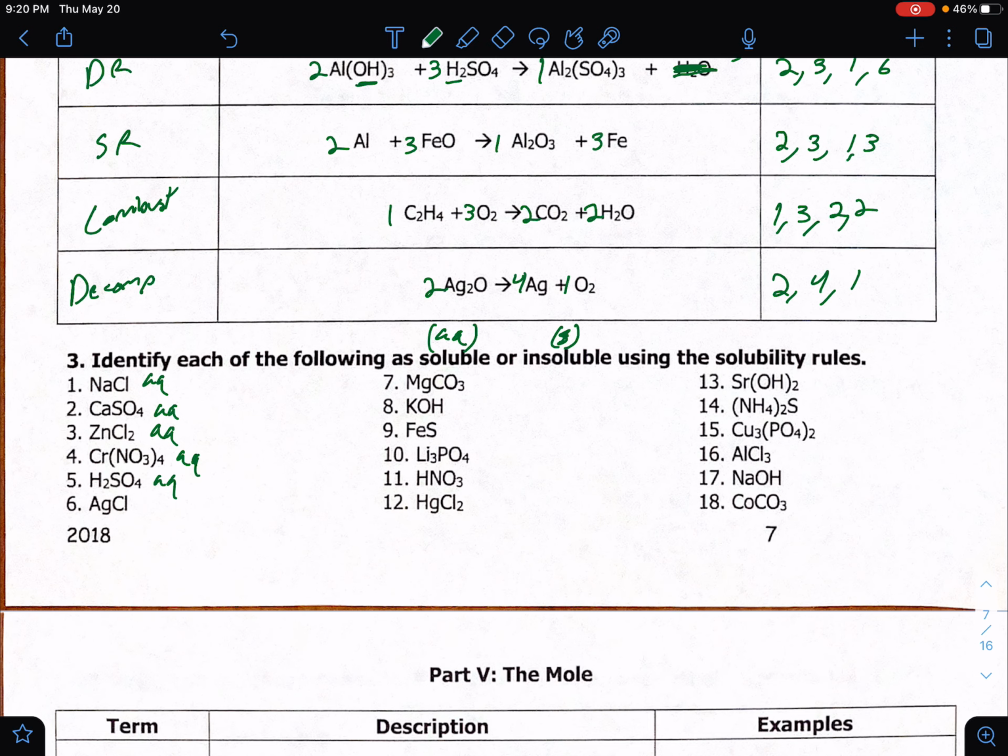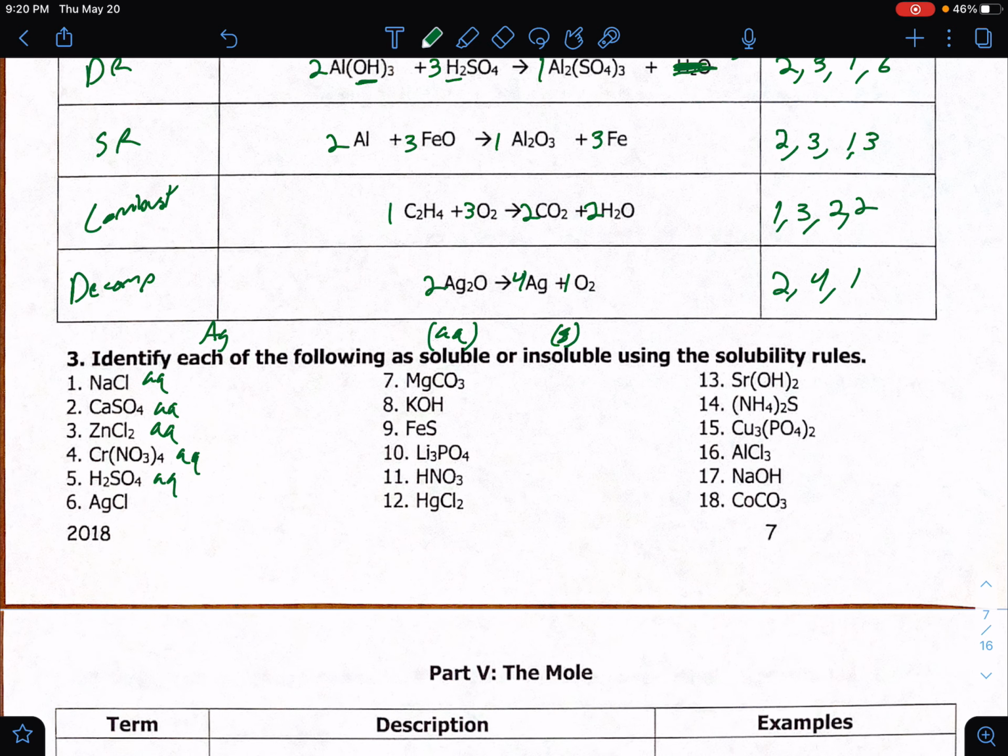AgCl, so remember you're looking out for these bad guys, so Ag, Pb, and Hg. So silver, lead, and mercury, if they're attached to sulfates or halides. So now AgCl, this is a solid because of that silver. Mg is not on my list, that's in group 2, and carbonate is not on my list either, so this is going to be solid.